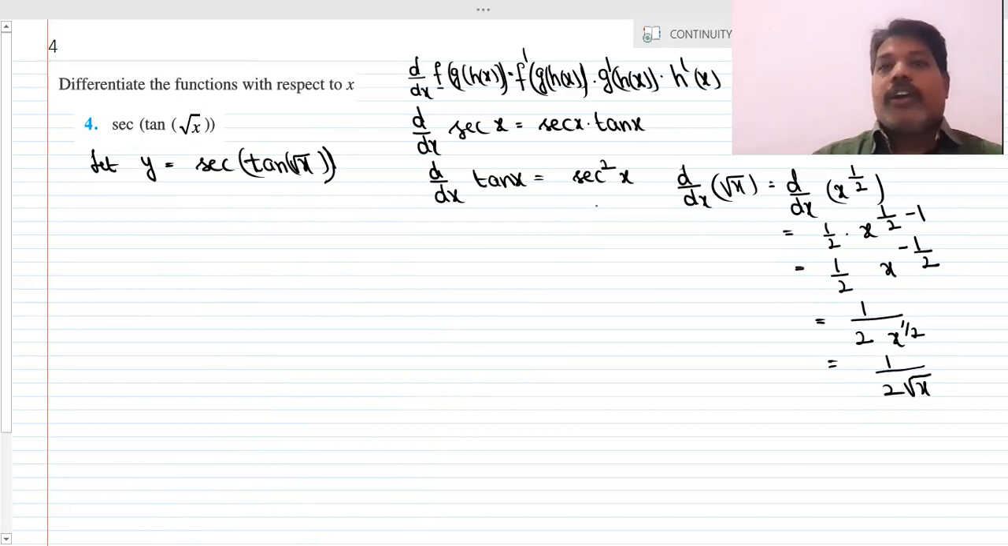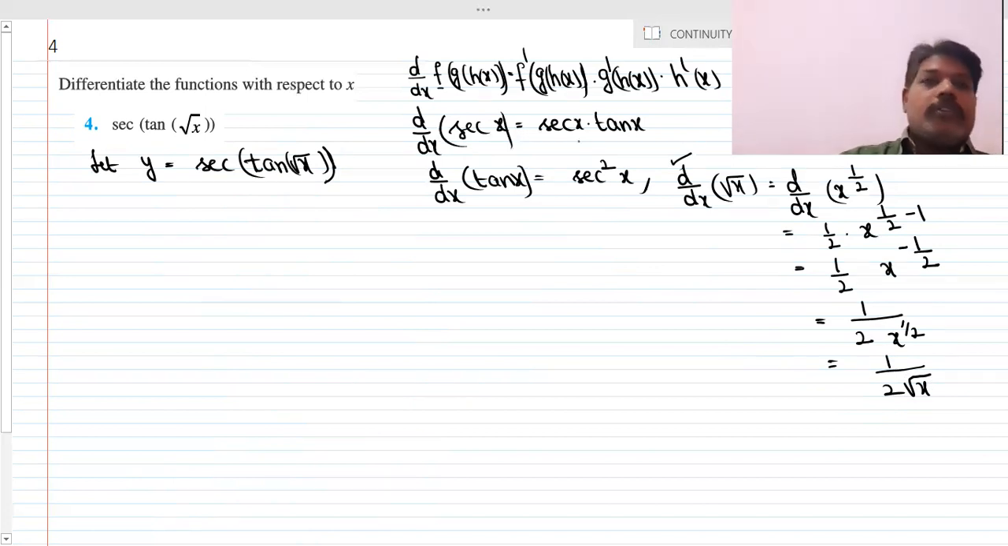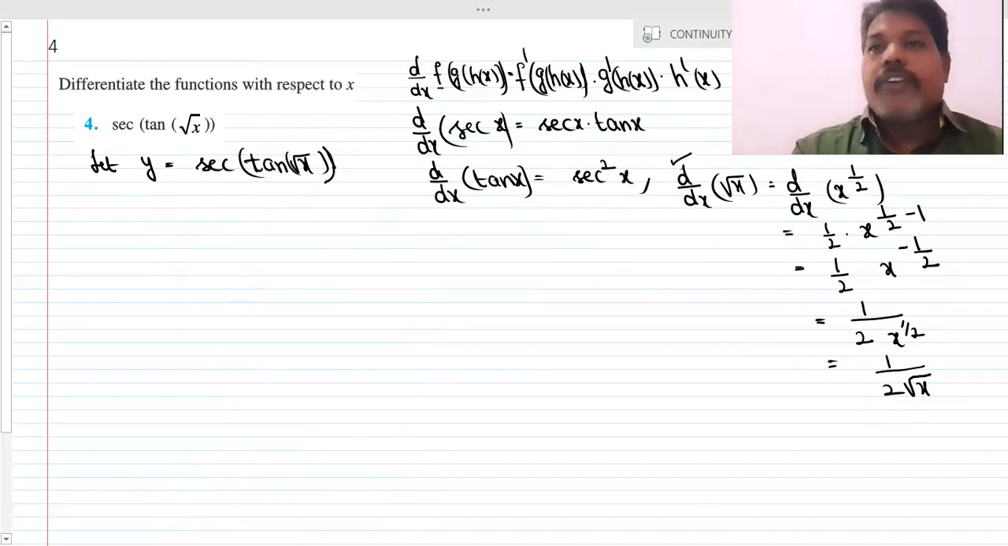This is the important formula we are going to use in a number of questions. The derivative of root x is 1 by 2 root x. The derivative of tan x is secant square x. The derivative of secant x is secant x into tan x. And the derivative of f of g of h of x is f dash of g of h of x into g dash of h of x into h dash of x.